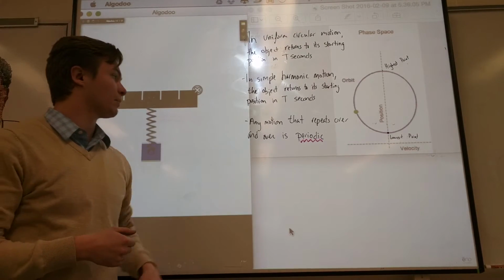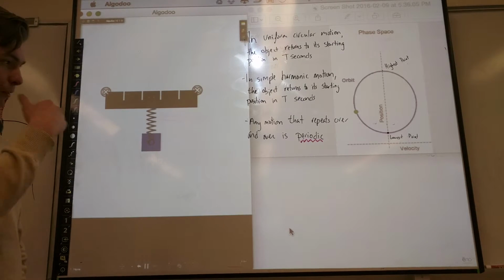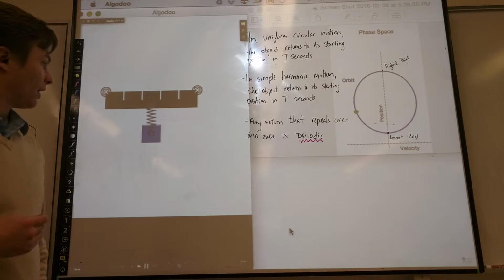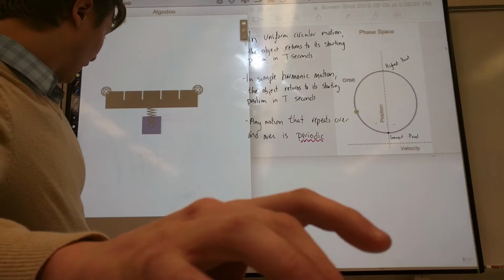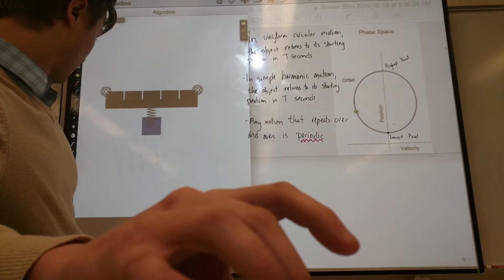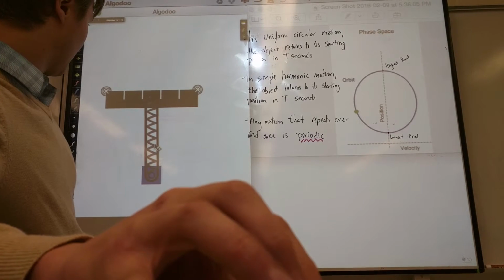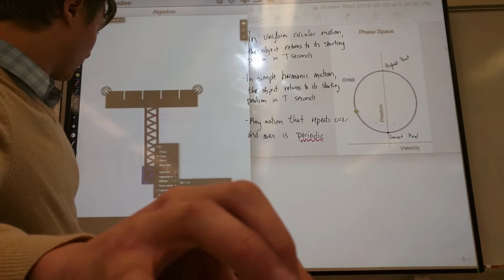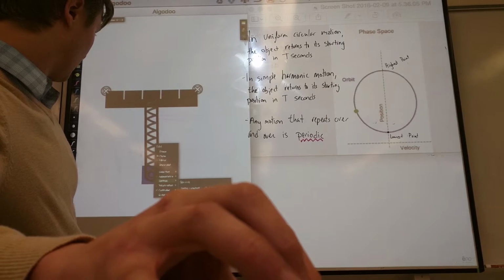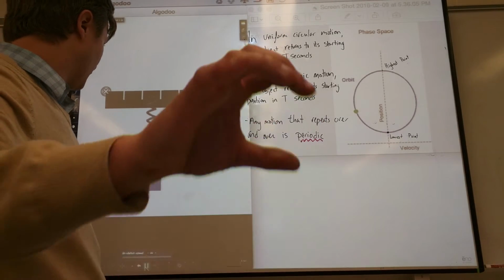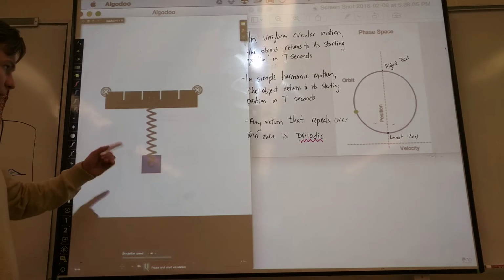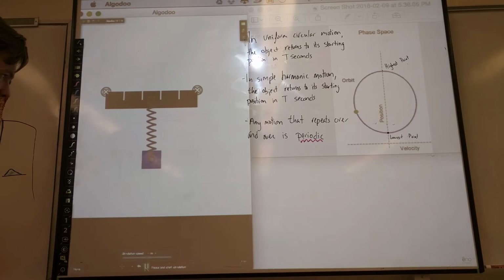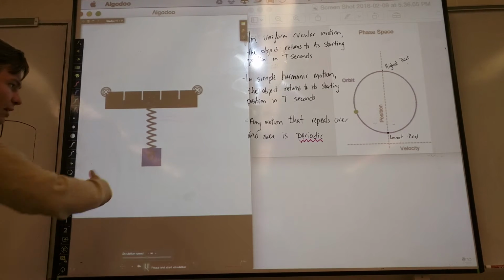And any motion that repeats itself over and over, we could use the word periodic to describe it. But it might not necessarily be simple harmonic motion. For example, let's pause this, and let's actually make some damping on my spring. So I'm going to give it some damping, and then I will play this. We could still consider this to be periodic because it repeats over and over. It just lessens as time goes on because energy is lost due to friction.